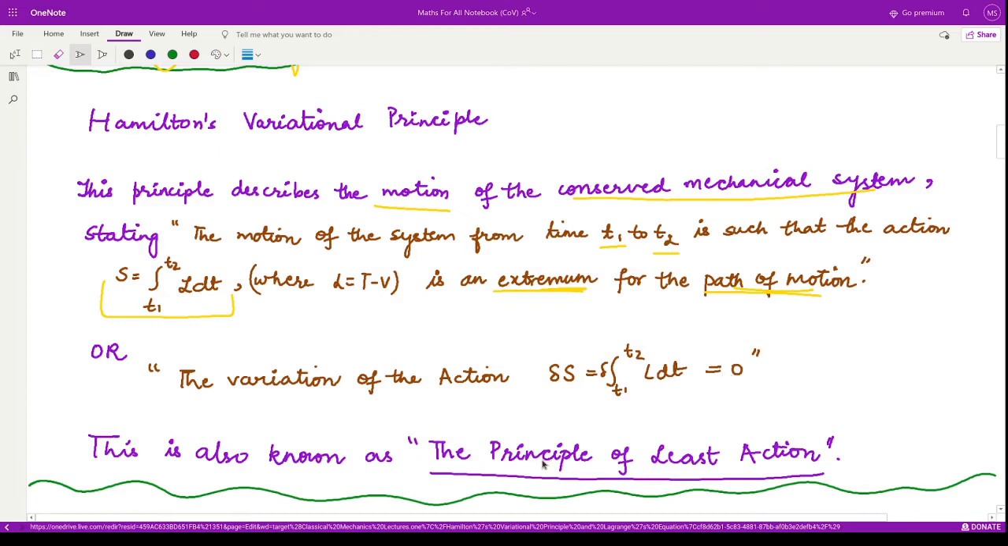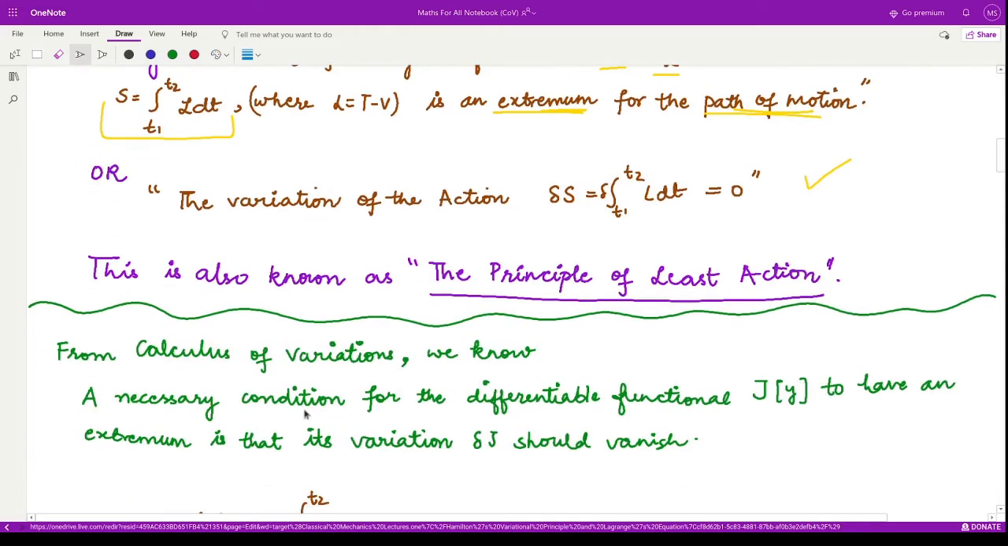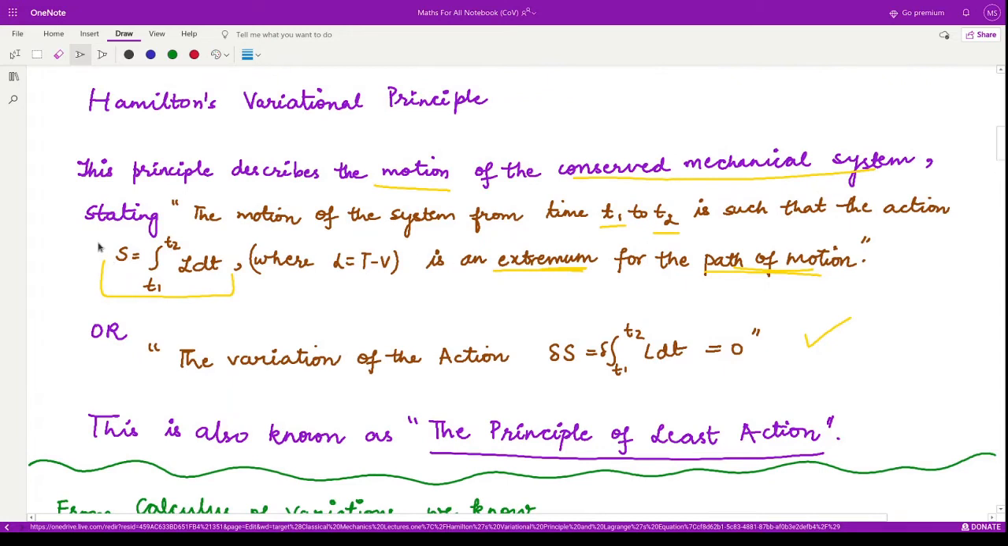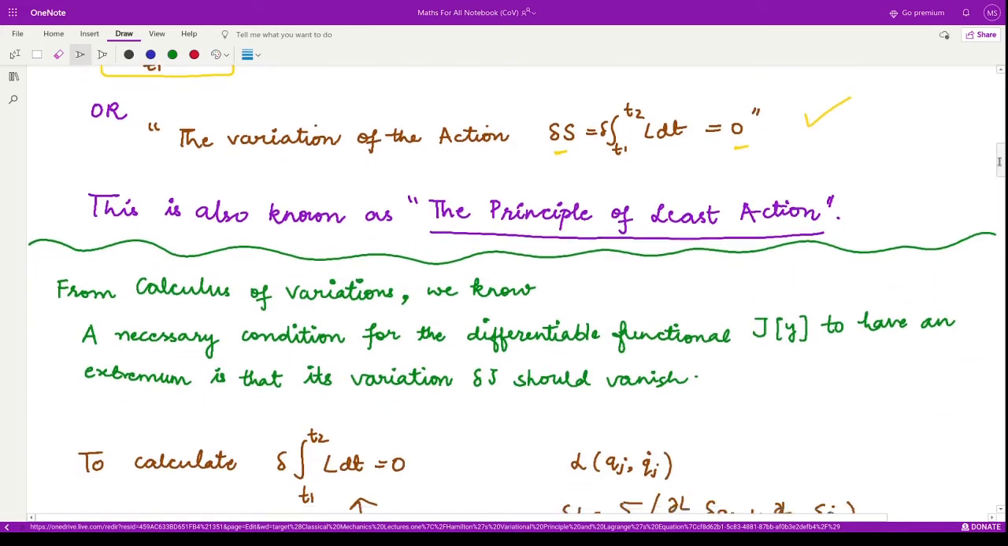So, this is known as the principle of least action. You can relate this to calculus of variation, as in calculus of variation we know the necessary condition for any differentiable functional to have an extremum is that its variation should vanish. So here also, for this functional to have an extreme value, its variation should vanish. So these statements are both true together.